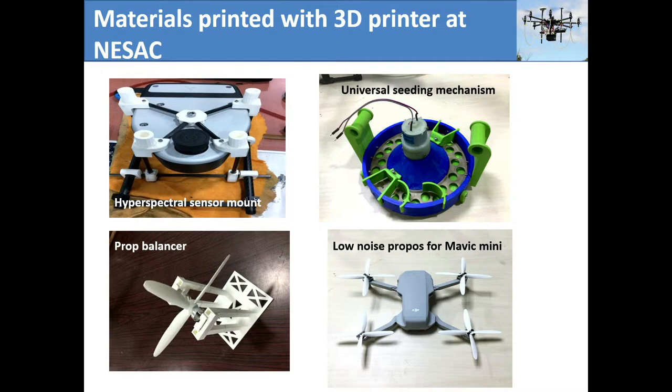So these are some of the items which we have printed. See, sensor mounts, then a seeding mechanism, you can put any kind of seed and it will drop. Propeller balancer, one propeller itself. So many things can be printed in 3D format using this. This 3D printer can be of many types: wood base, so you can use wood material, or metal base, you can print using aluminium or iron or some other metal. It can be polymer base, so ours is polymer base. These are all lightweight, high strength materials which are used for flying things.